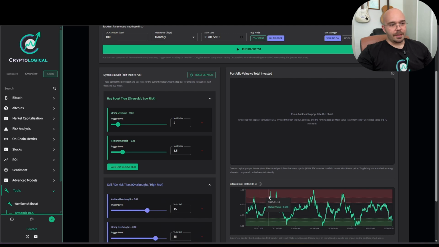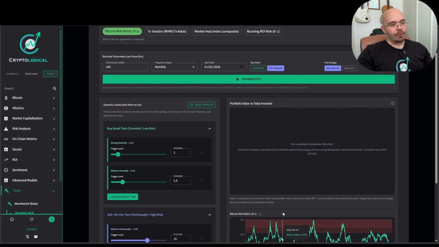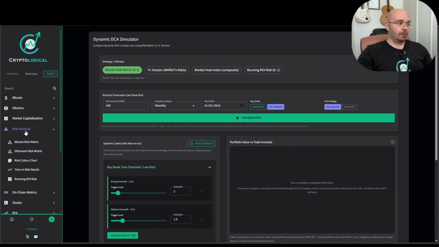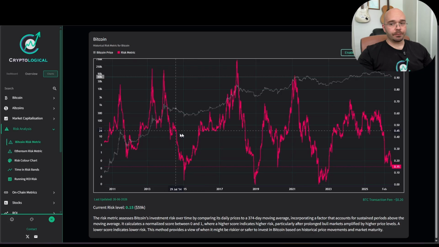And also, when you see these peaks, how can you not just go, I'm going to take profit there? It just makes too much sense. So that's the Bitcoin risk metric, which looks like this. The good old classic Bitcoin risk metric you've probably seen a lot before. And if you haven't, then this is what it looks like.